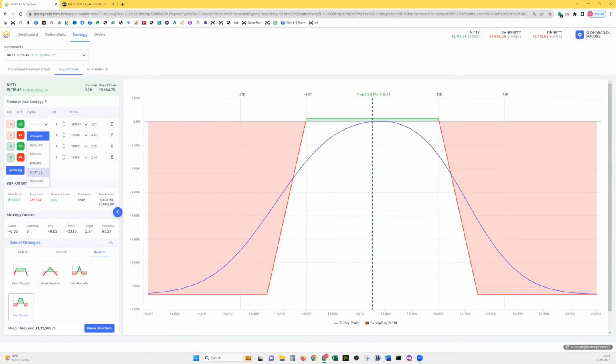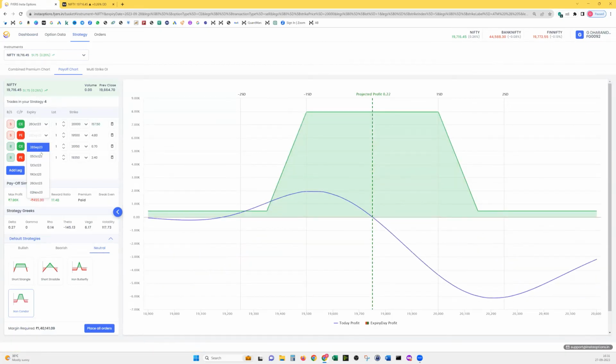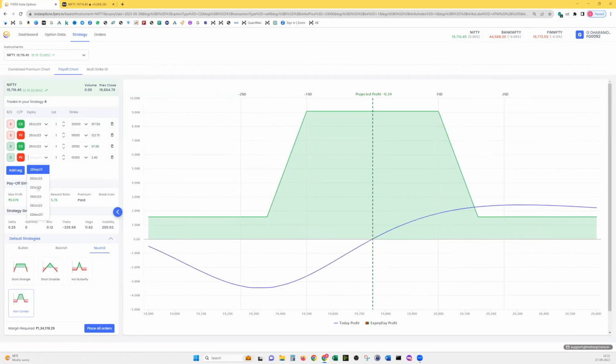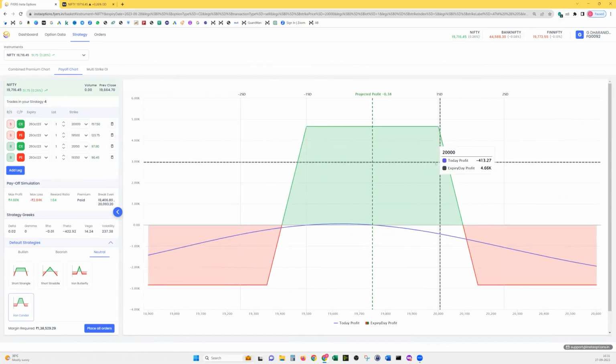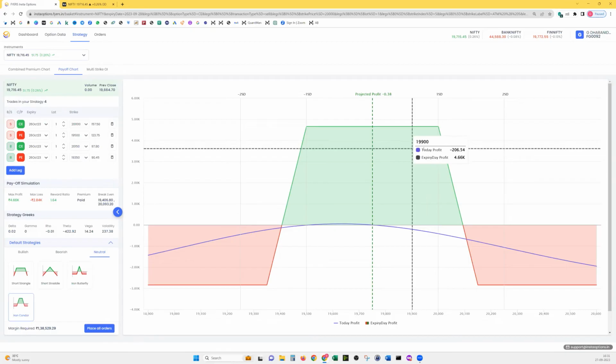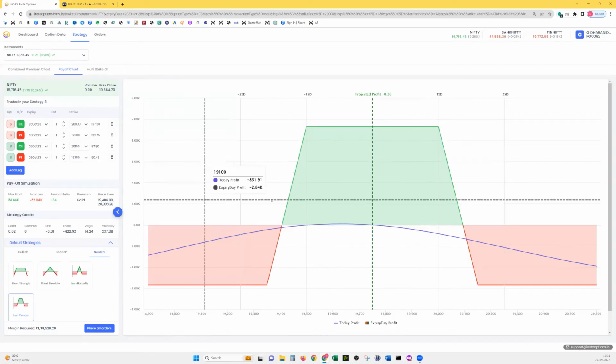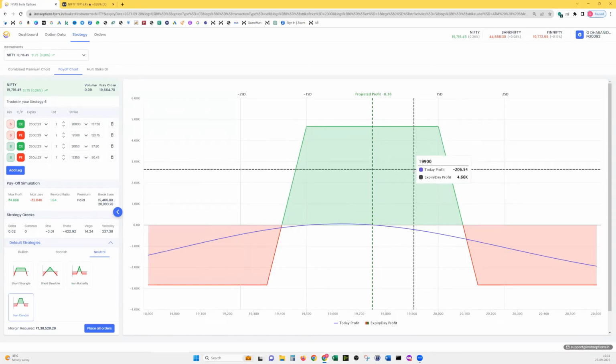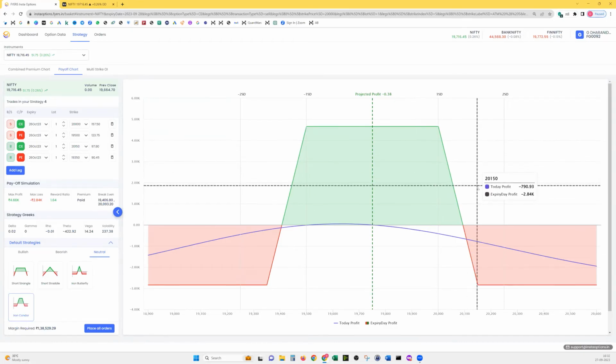For the 26th October expiry, which is the bi-monthly, I'm going to do it. So for 26th October, I'm going to do it for the next monthly contract. We have one more month for this expiration. Now this is how the payoff chart looks. You're going to make a maximum profit of 4,600 rupees and a loss of 2,800 rupees.